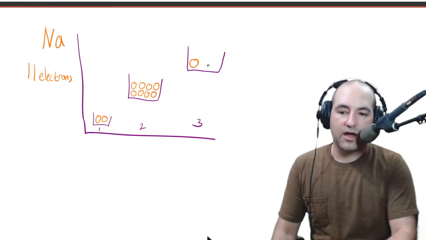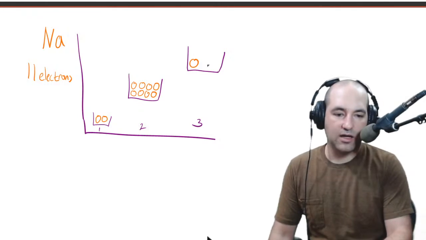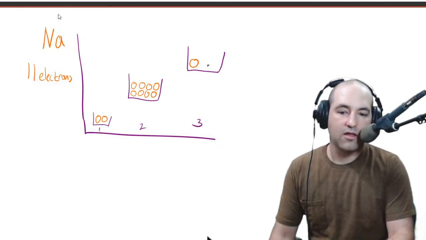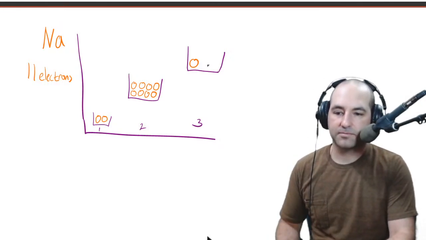So the outermost electrons, the ones in the highest bucket, or the furthest out bucket, those are the valence electrons.